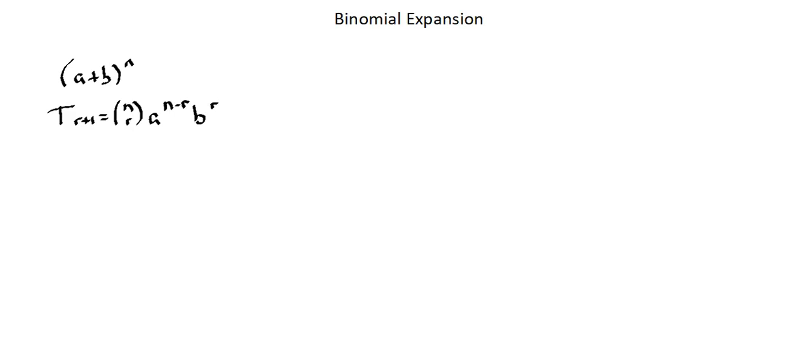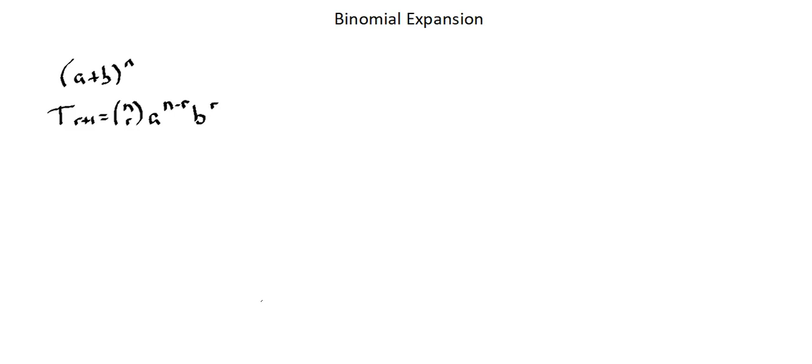Now notice that in this video I'm using a and b to represent the two terms of the binomial. Previously I was using x and y. You could use p and q, e and f, any two variables that you like to represent those two terms.